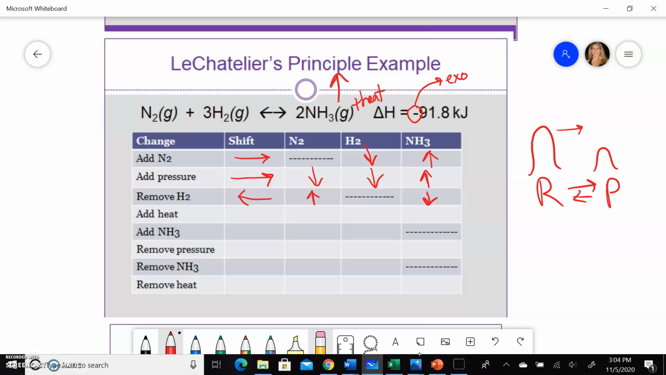So if we increase this sand pile, the product side will be taller than the reactant side, and so it's going to shift towards the shorter side. So these two will increase, and this will decrease.